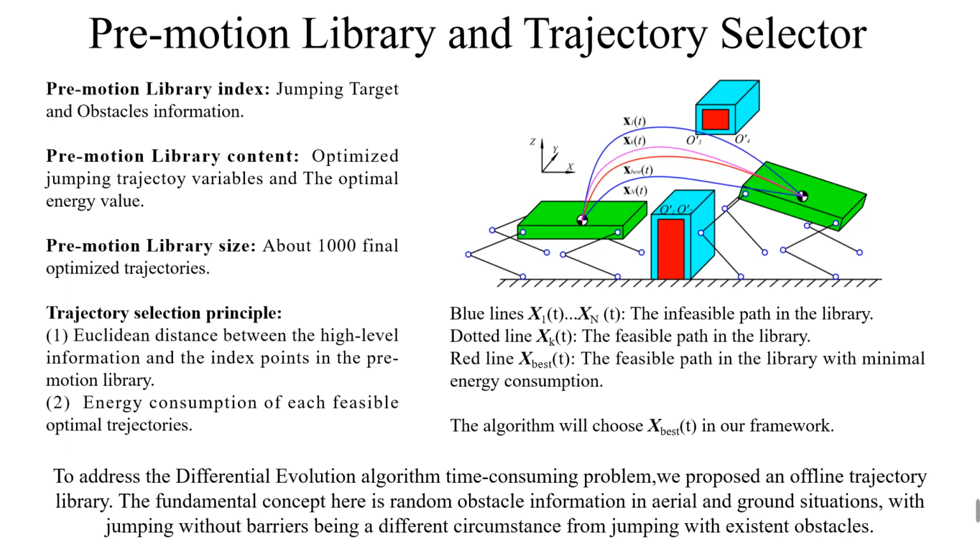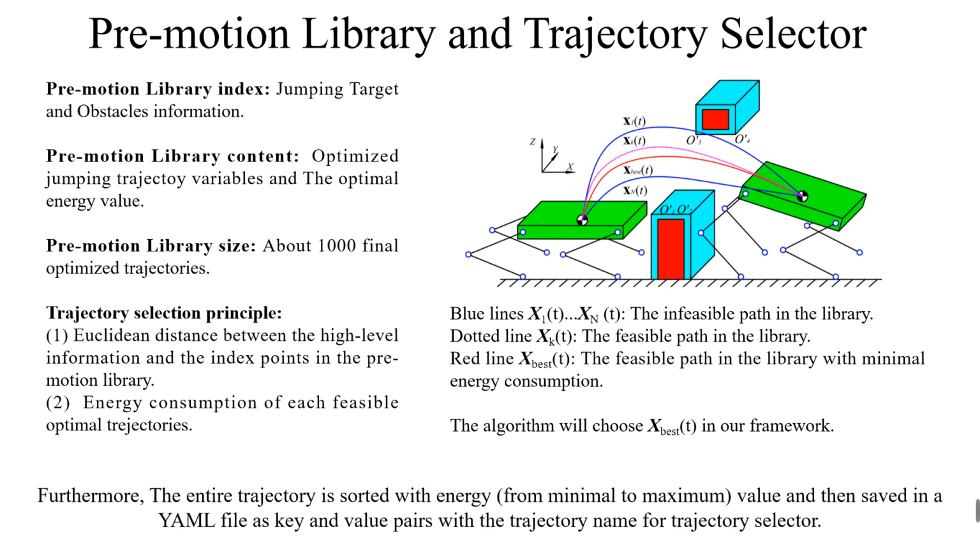To address the time-consuming problem of the differential evolution algorithm, we proposed an offline trajectory library. The fundamental concept here is random obstacle information in aerial and ground situations, with jumping without barriers being a different circumstance from jumping with existing obstacles. Furthermore, the entire set of trajectories is sorted by energy value from minimum to maximum and then saved in a YAML file as key and value pairs with the trajectory name for the trajectory selector.